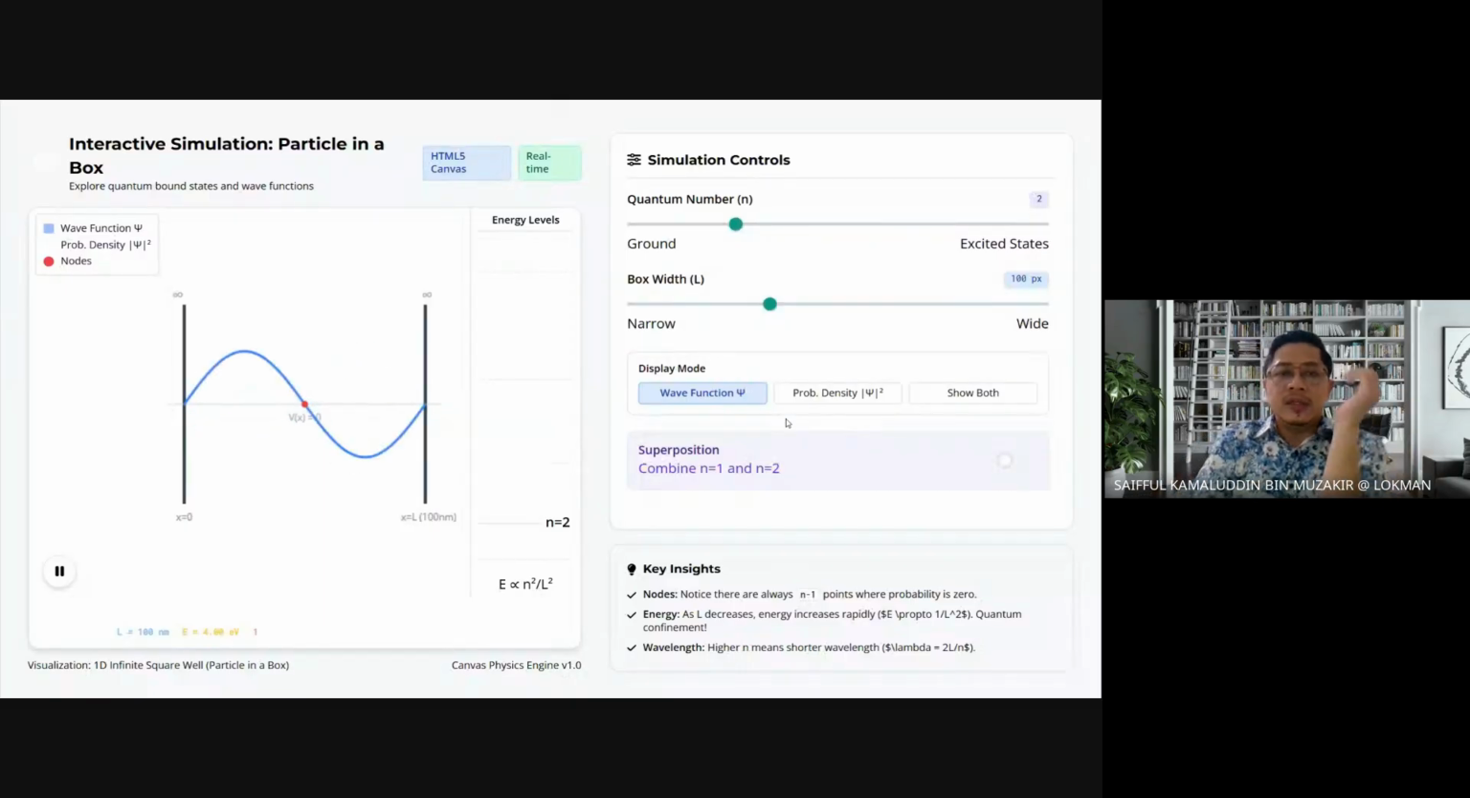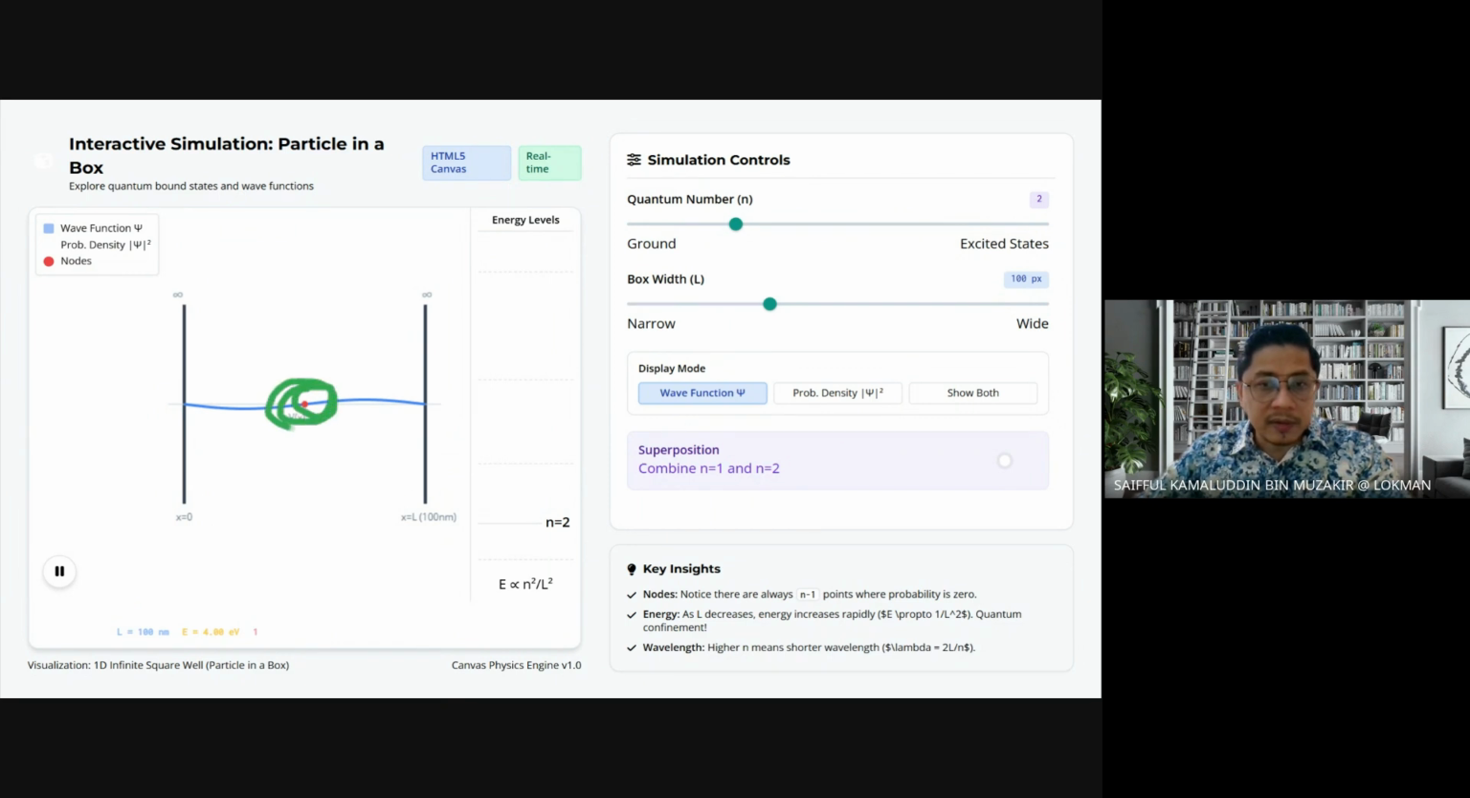Alright. So immediately you see a node appear in the middle. There's a node, a point where psi is 0, which means the probability is 0. This one. There is a point where the probability is 0. The red one, the red dots.